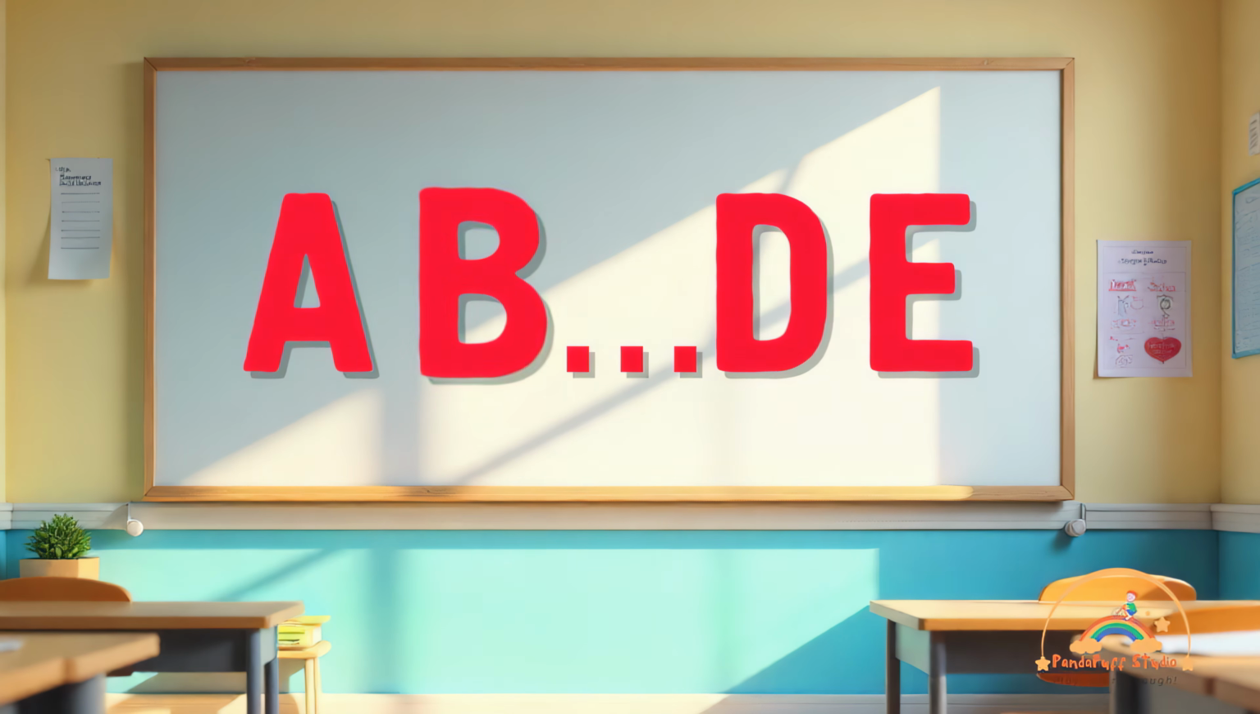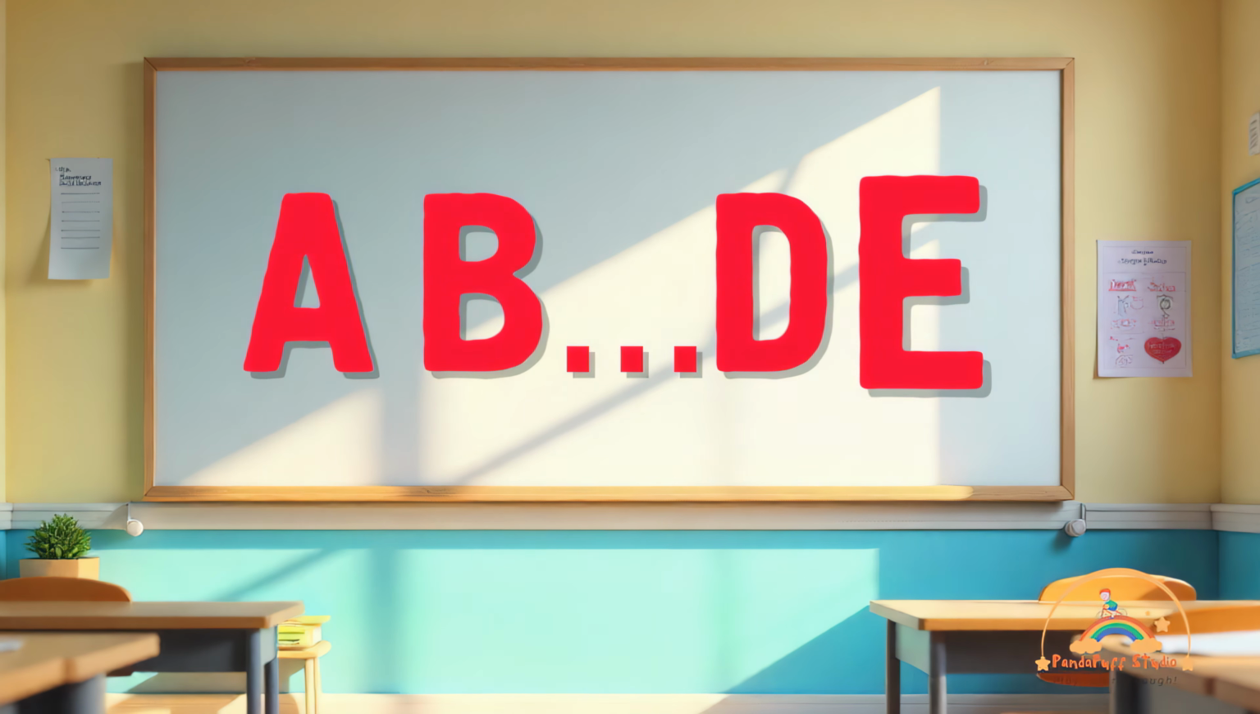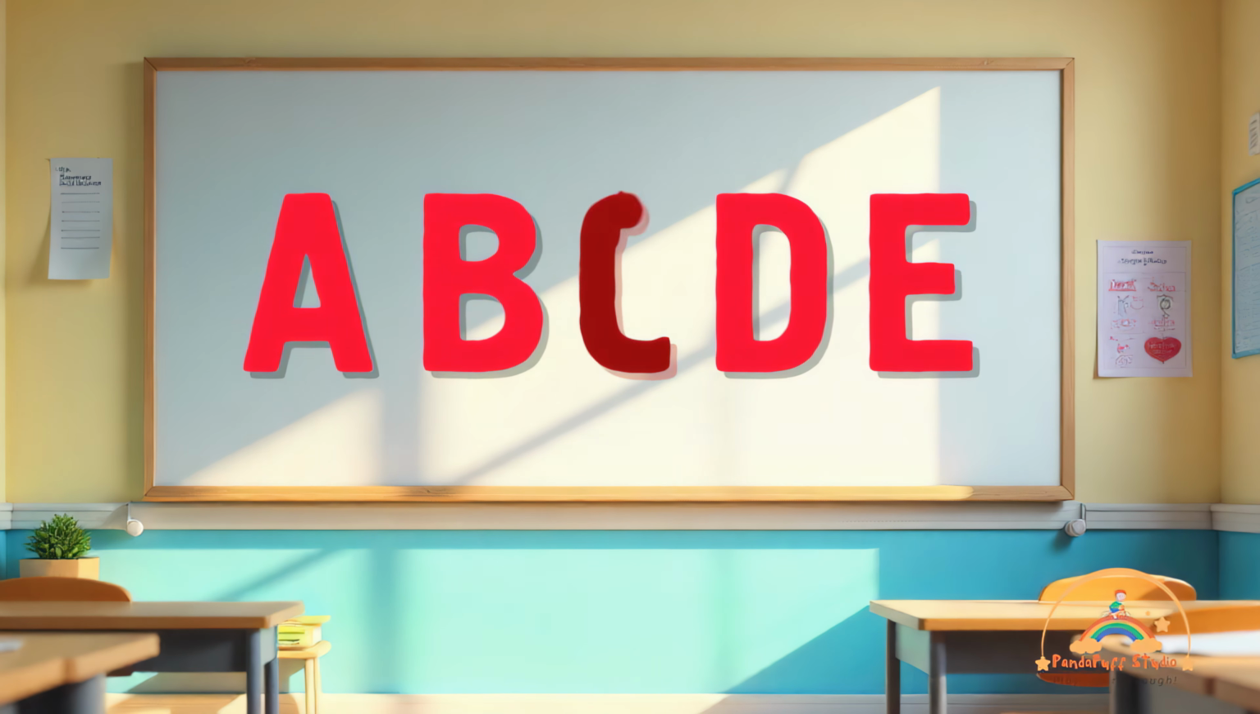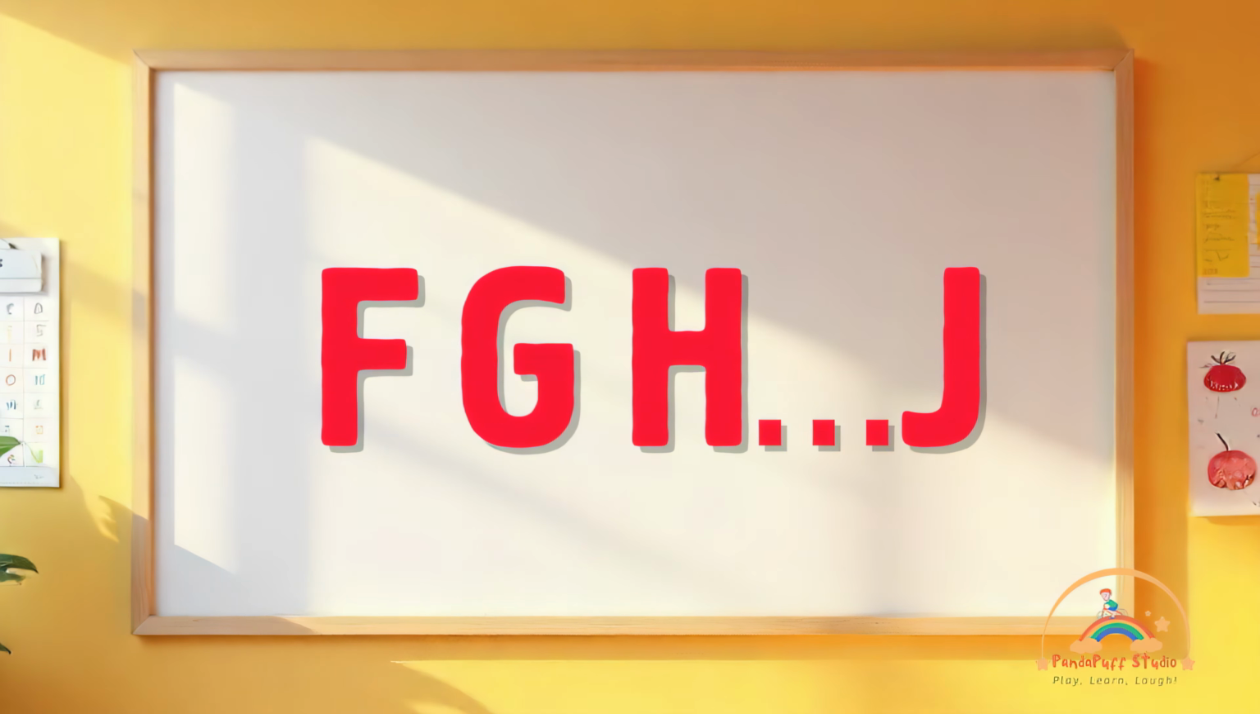A, B, blank, D, E. Which letter comes after B? That's right! It's C! A, B, C, D, E. Uh-oh! What letter is missing after H?